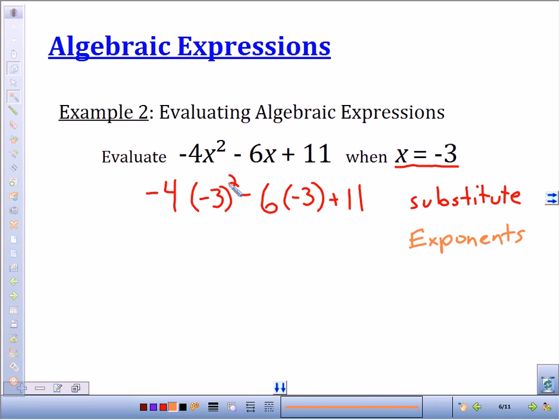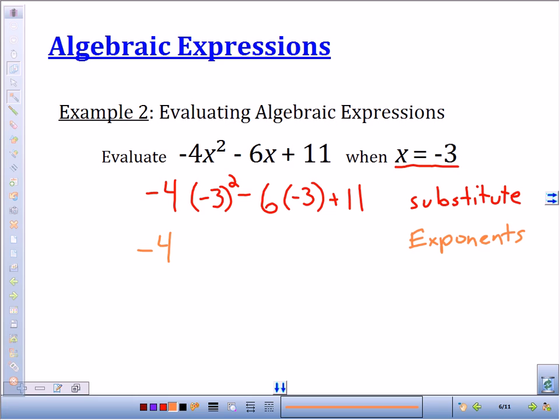I have -3 squared, as a matter of fact. Nothing else is going to change. It's still going to be -4. But now I've got -3 squared. Now, a quick word about this. Since this is -3 squared, what I'm literally saying is -3 times -3. Well, a negative times a negative is a positive.